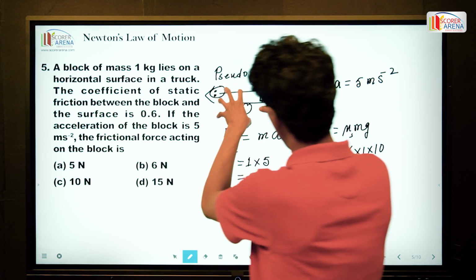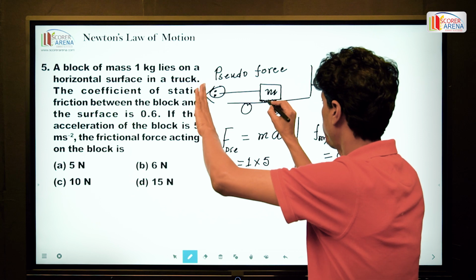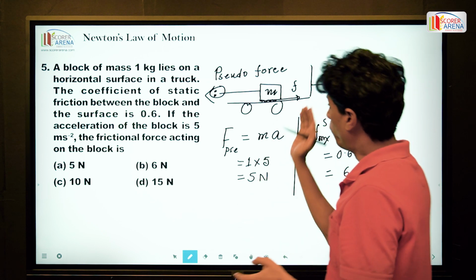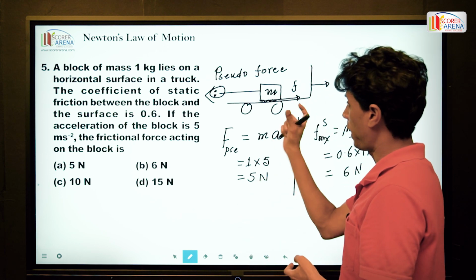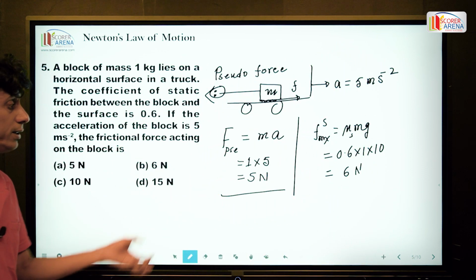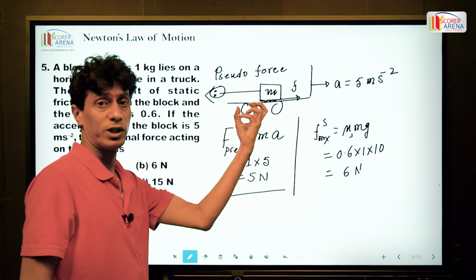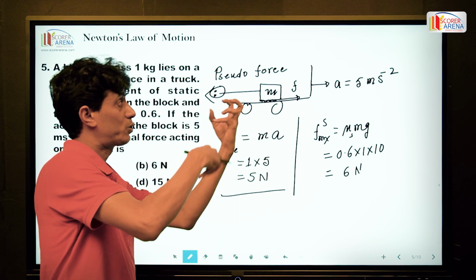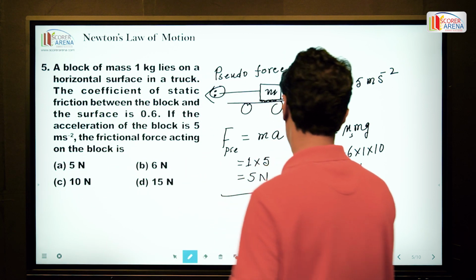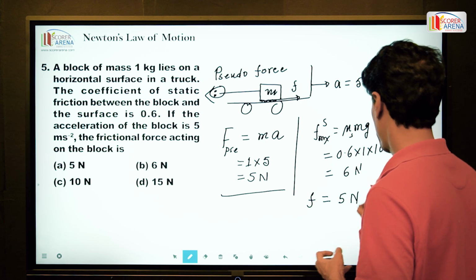Because of this pseudo force, when the body has the tendency to move, friction resists the movement of the body, or acts against the tendency of movement of the body because of this pseudo force. But this friction is not the maximum static friction. This friction is just equal to the force acting on the body, that is pseudo force, and the value of friction is, again, not 6 Newton, but it is 5 Newton.